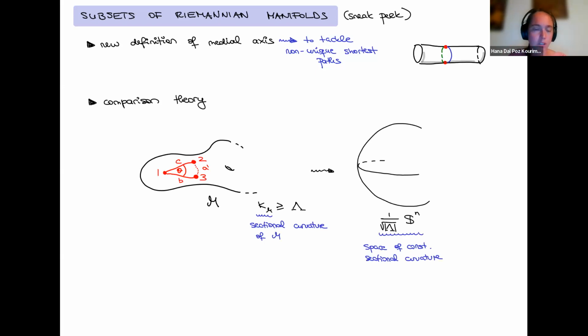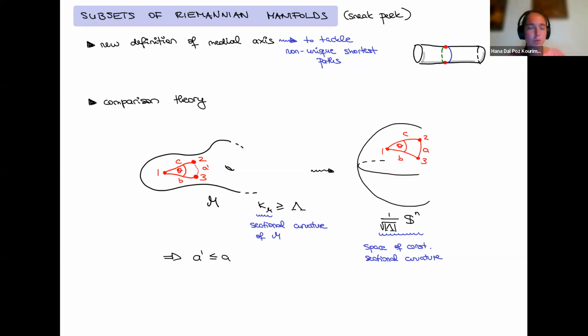I have a little triangle here with 2 edges, B and C, and an angle between them. And then there is the comparison theory, which tells you, well, I cannot tell you exactly how long A prime is, so the 3rd edge between vertices 2 and 3, but I can upper bound it by sending the information over to the space of constant curvature. And we use this trick a lot. In the space of constant curvature, the situation is very much like the situation in the Euclidean space.